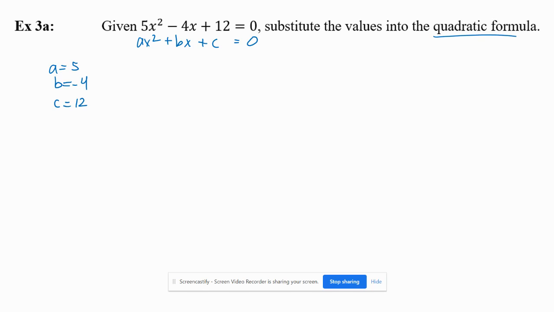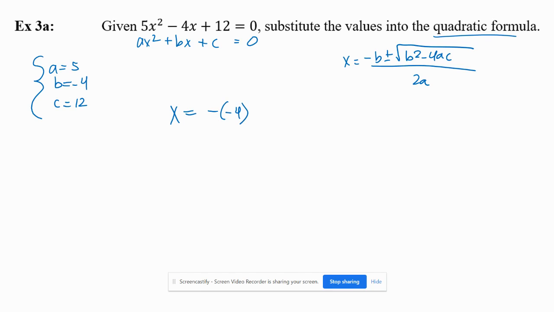The quadratic formula is x equals negative b plus or minus the square root of b squared minus 4ac, all divided by 2a. So we're just going to take those values from over here and plug them into the correct spot. So we have x equals negative. Negative is part of the formula. B also happens to be negative, so we're going to have a double negative. I'll put in parentheses just to highlight that.